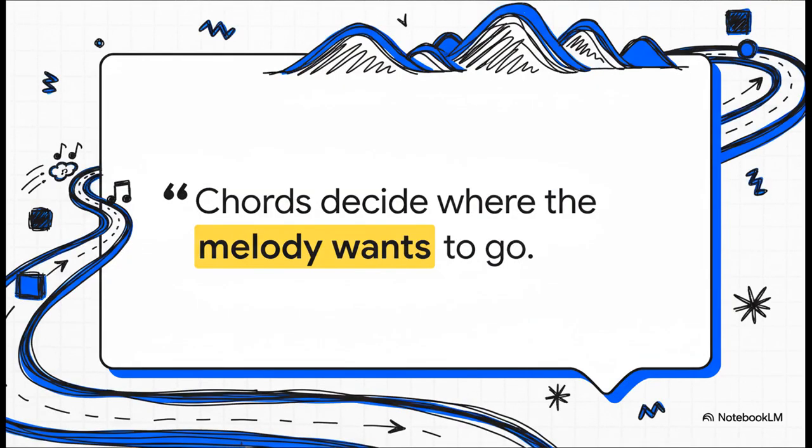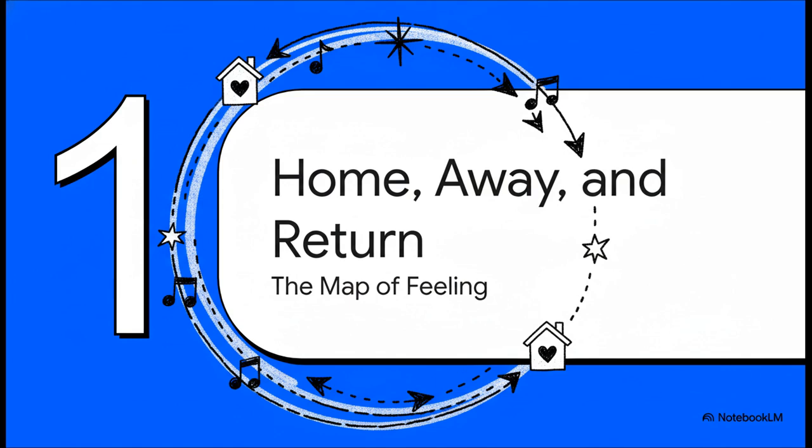And here's the key thing to get your head around. The melody, the part you actually hum or sing along to, it's really just along for the ride. The chords, they are the road. They're laying down the emotional path for the entire song. So, let's take a look at this musical map.